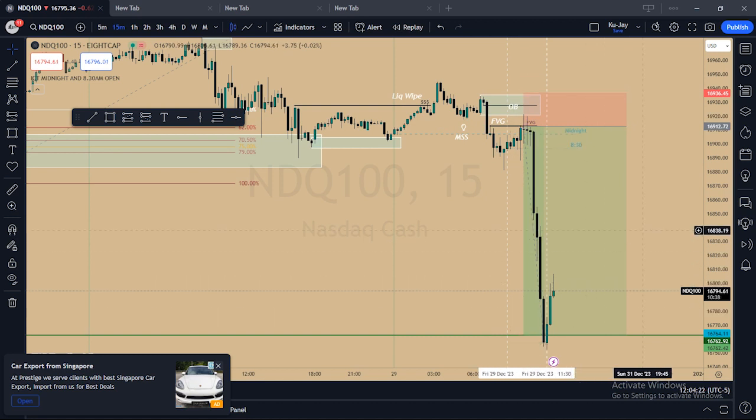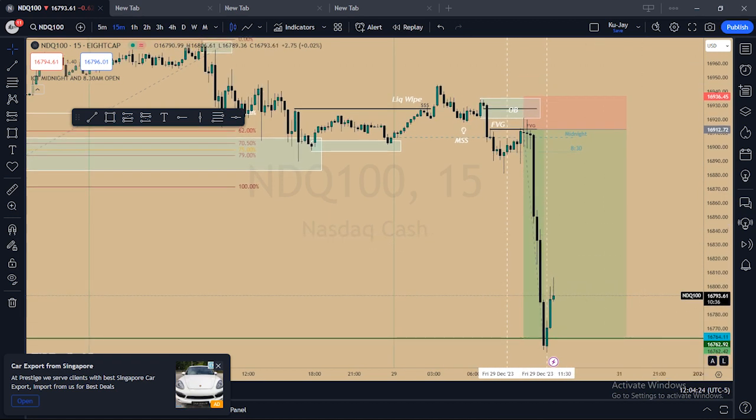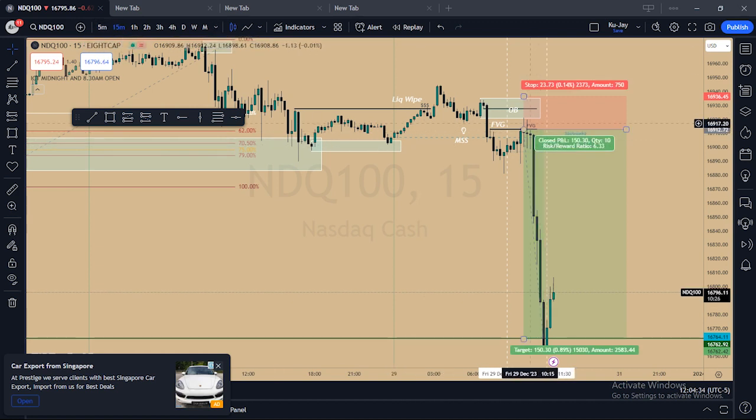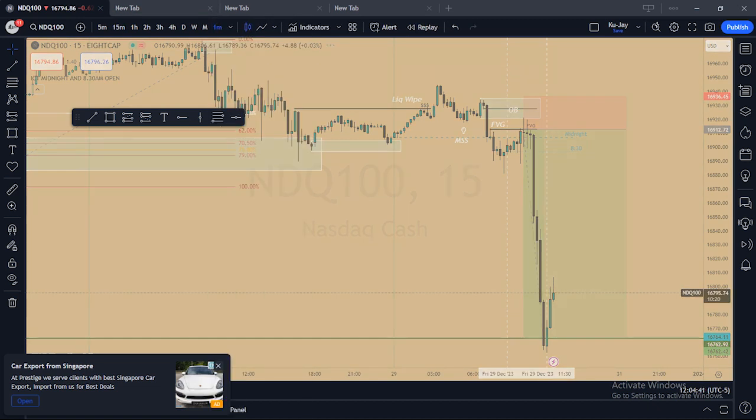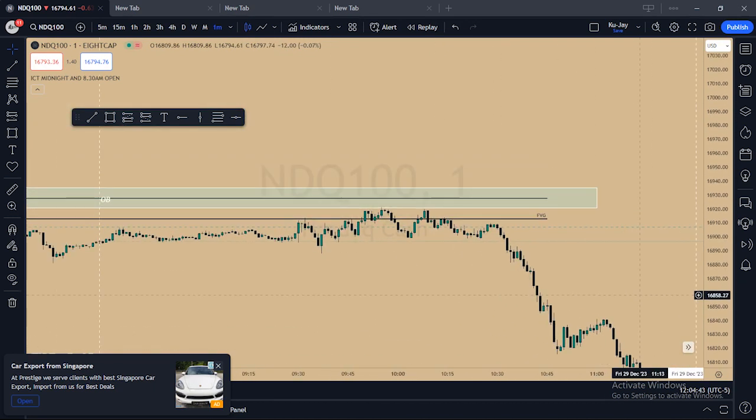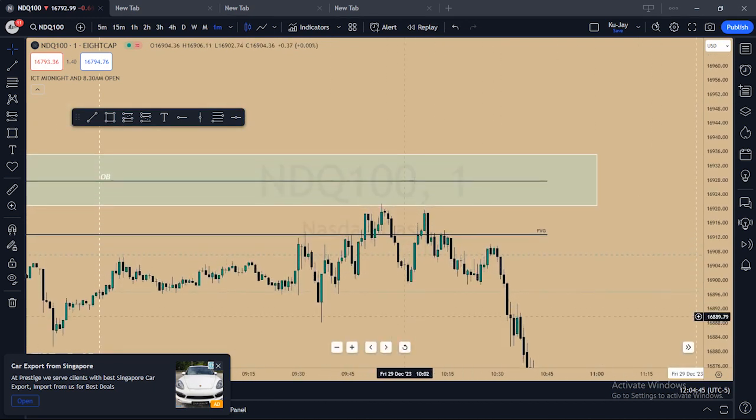I didn't take it, but this was a good trade. This is one of my setups when I'm trading. Mind you, I'm on the 15-minute time frame. I didn't go lower, like the 1 minute. I could have gone to the 1 minute, so let me go there. There is a setup again here. If you're doubting the 15-minute time frame, you go on the 1 minute time frame.